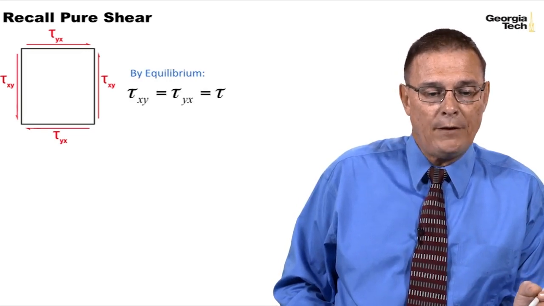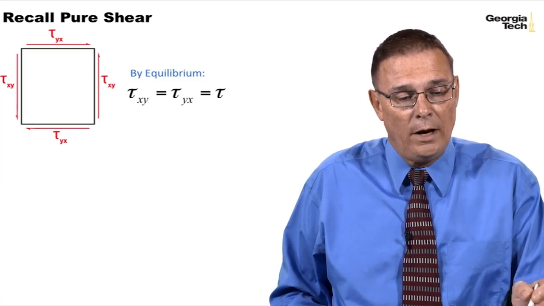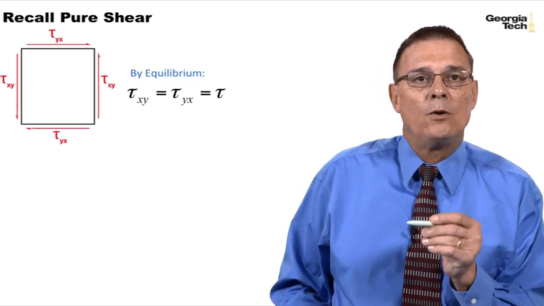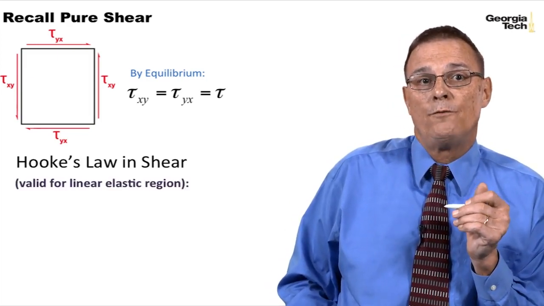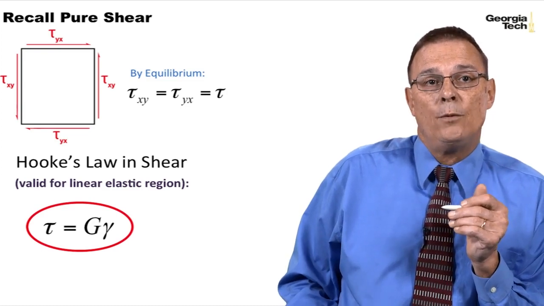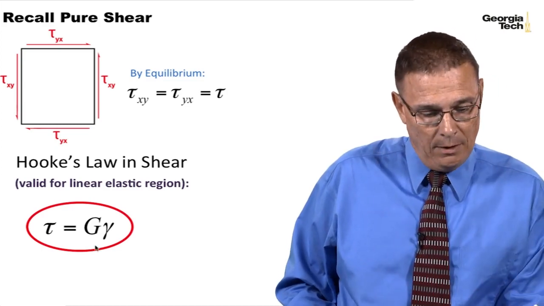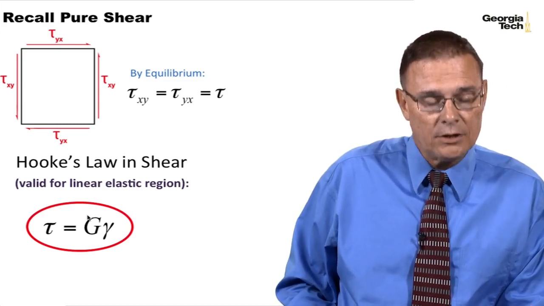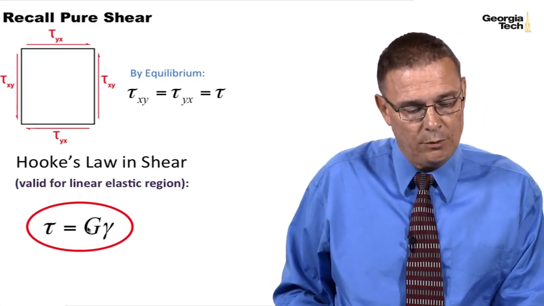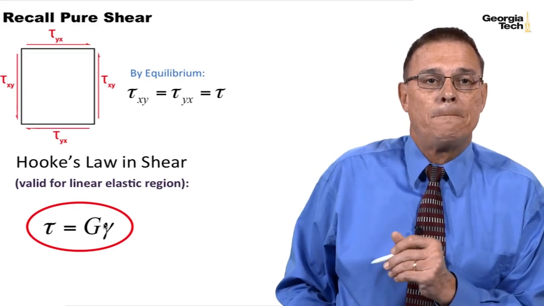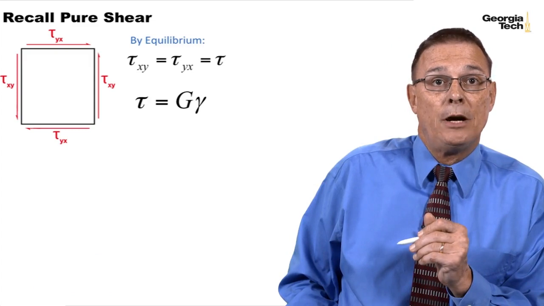And by equilibrium, we found that the shear stress tau xy was equal to shear stress tau yx, and so the shear stress all around was the same. And we found that Hooke's law in shear was valid in the linear elastic region, and it was tau, the shear stress, equals the modulus of rigidity, or the shear modulus, times the shear strain. This is completely analogous to the normal stress equal Young's modulus times the normal strain. And so again, G is defined as the modulus of rigidity, or the shear modulus.